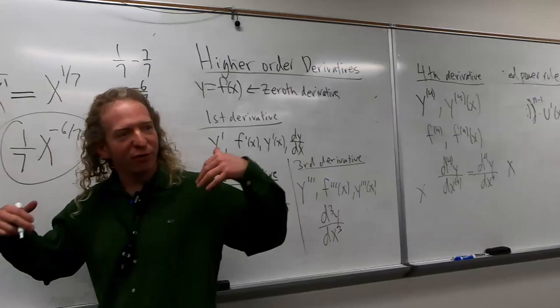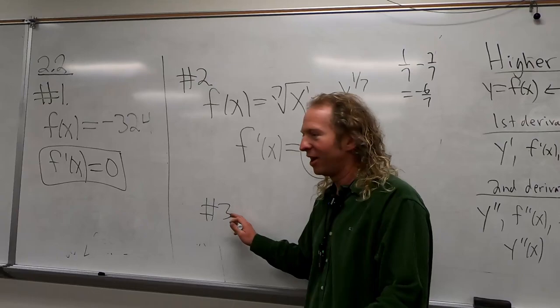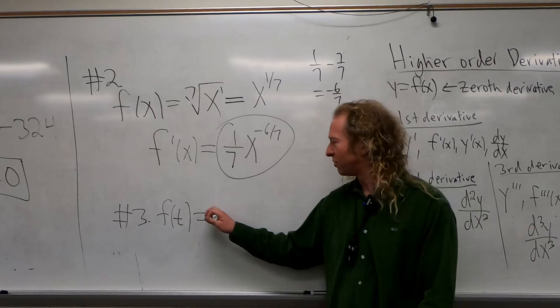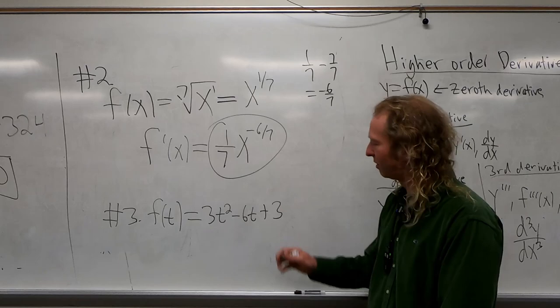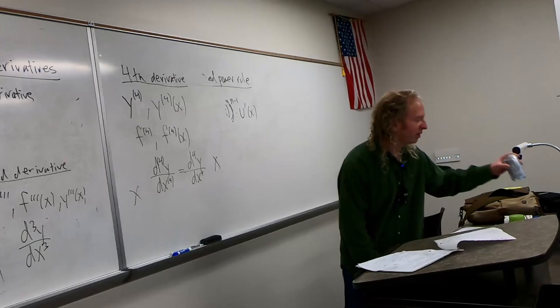All right, number three. Let's just do it, because I think the more we do, it seems like we did more. So f of t, is it t? Yes. What's the rest of it? 3t squared minus 6t plus 3.